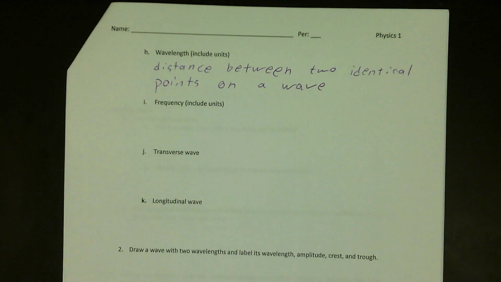You could do trough to trough. Or you could do midpoint to the next time it hits the midpoint. Like, it's going down at the mid, next time it's going down at the mid. That would also work. Okay? So you're just looking at the different points there.